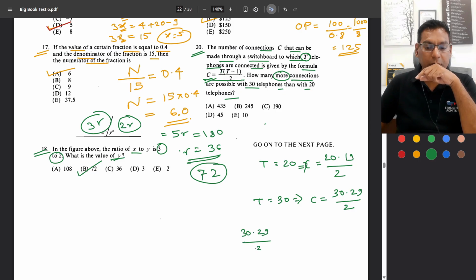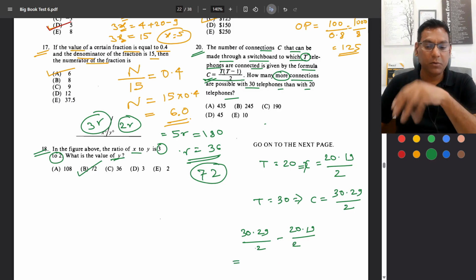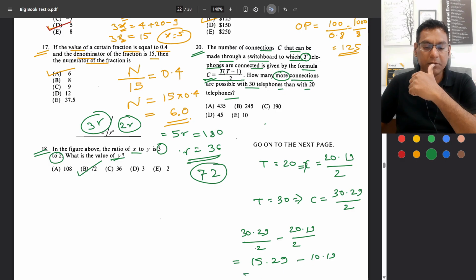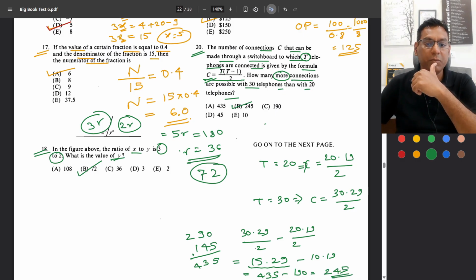I'm trying to avoid the calculations. Let's see if I can get some trick here. I am not able to get anything. Okay, I can divide: 15 into 29 minus 10 into 19. So that is only one calculation I have to do. 15 into 29 is going to be 290 plus 145, right? So this is going to be 435. 435 minus 190. That means it's going to be 245 more connections.